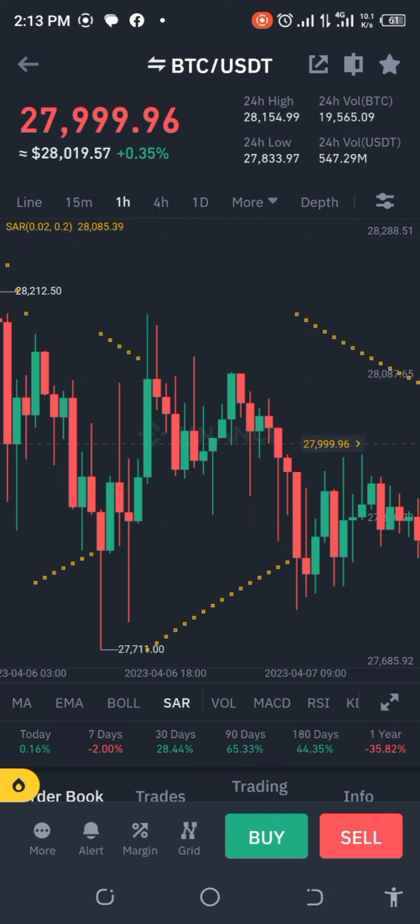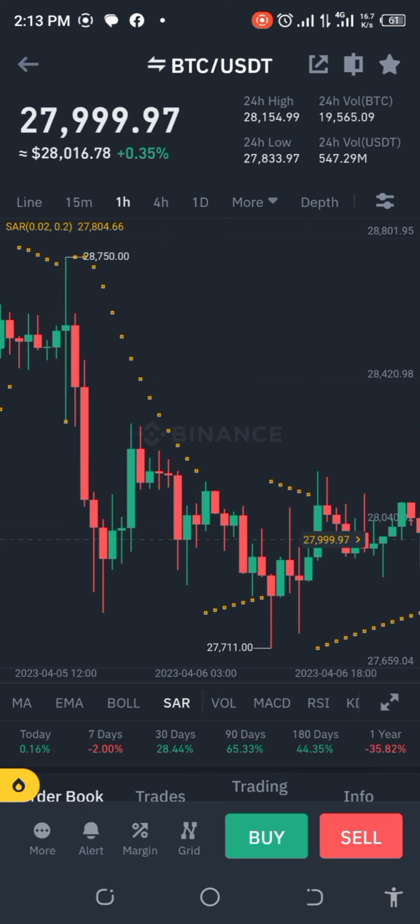But the reason why I like the parabolic SAR so much is because no matter what it is, even if it happened about 10 minutes ago, 1 hour ago, a day ago, it's showing me, based on the time frame, what I should expect. Do you understand? So if I see one parabolic SAR, a dot.